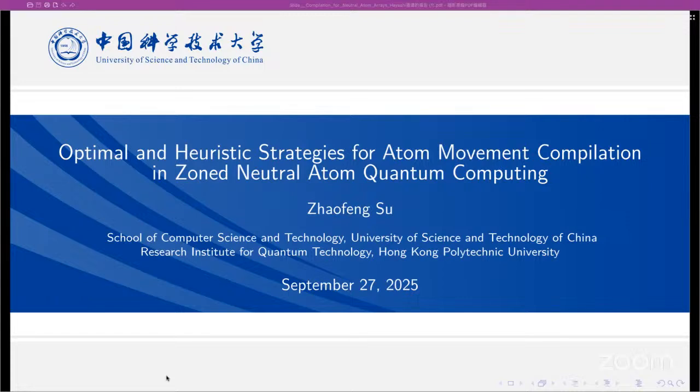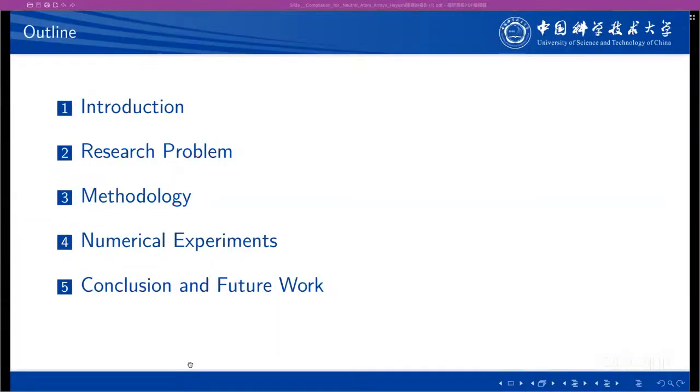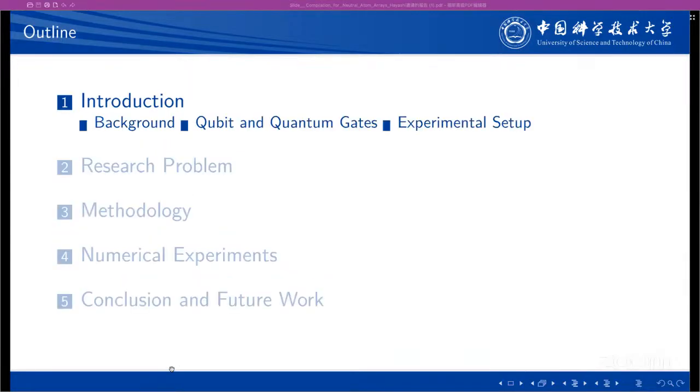Good afternoon, everyone. It's my honor to present our recent research on neutral atom-based quantum computing. This is a joint work with my PhD student, Yikang Zhu, at USTC. I will introduce our work in the following outline. First, I will give some introduction on the background and the neutral atom-based quantum computing setup.